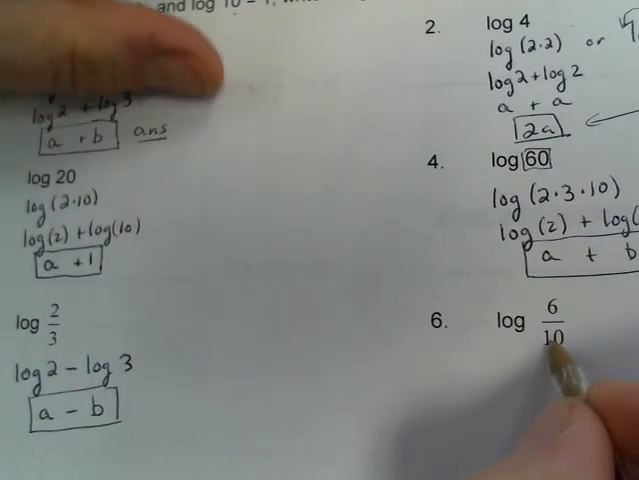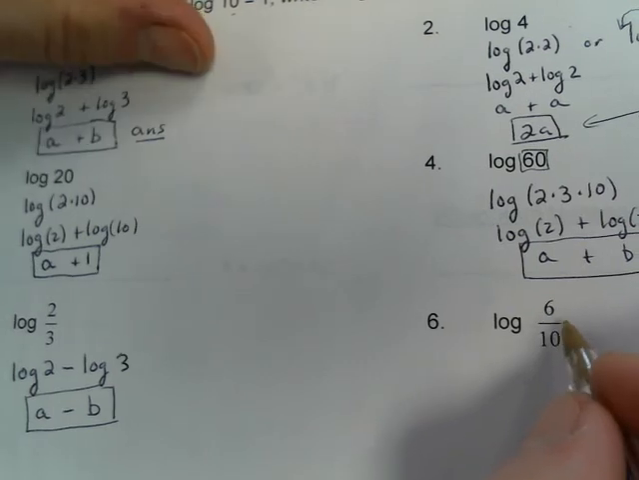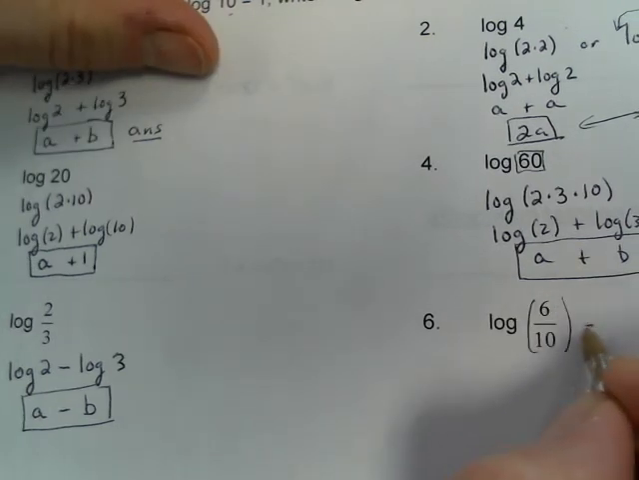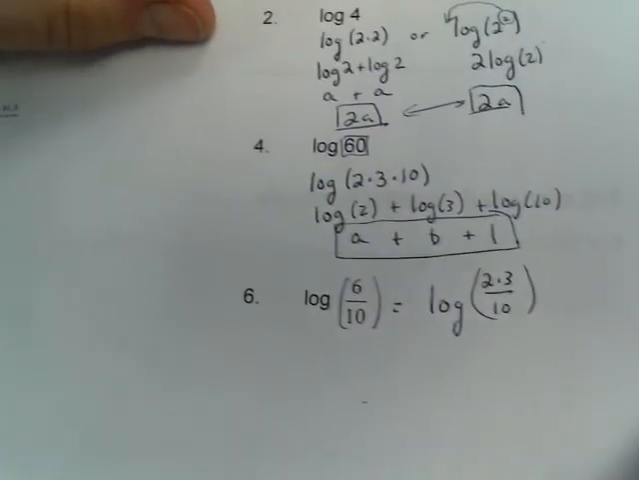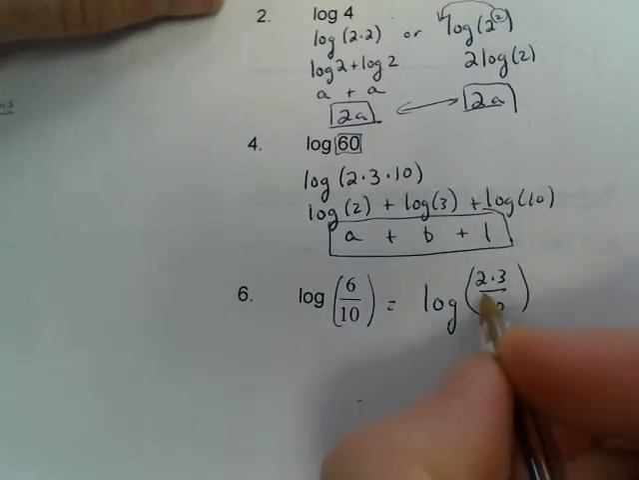Log of 6 over 10. Well, 6 turns into 2 times 3. So this is actually the log of 2 times 3 over 10. So we have a quotient rule.